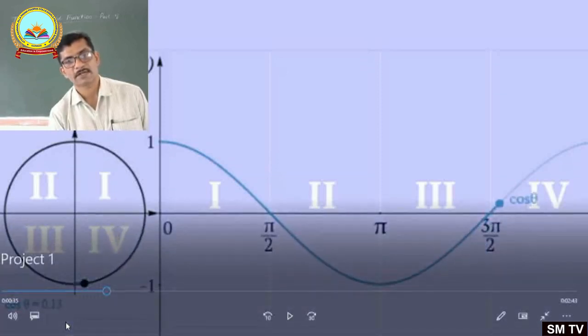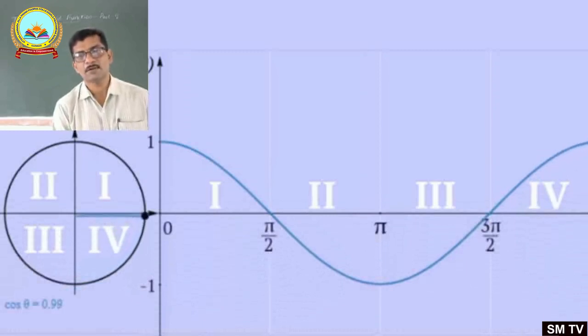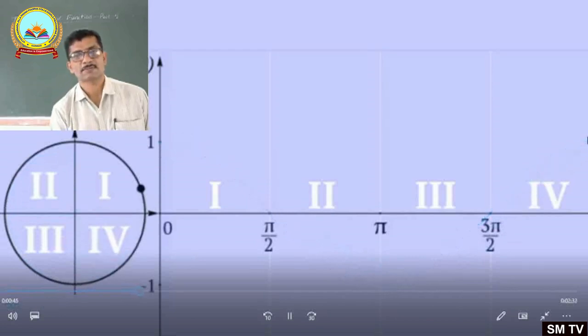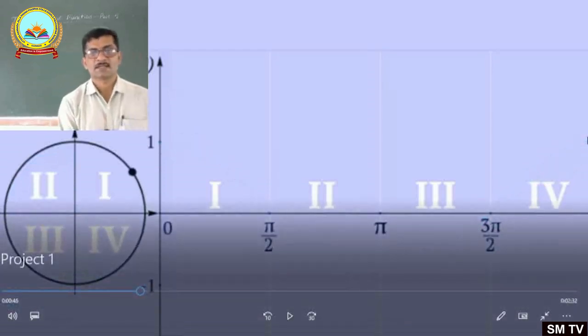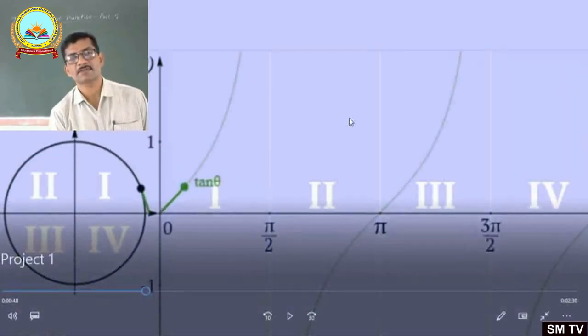And in the fourth quadrant, you know that the cos function has positive values. The curve is above the x-axis. Therefore this value is positive, meaning it is increasing from 0 to 1. So for the cos function, from 0 to pi it decreases, and from pi to 2 pi the cos function is increasing. Next, the tan function. In the first quadrant the tan function is positive.